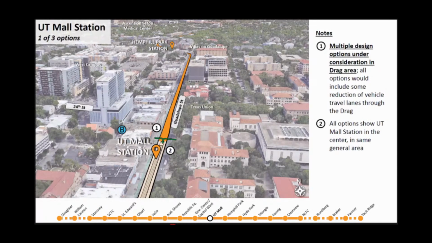Reconfiguring the existing Nueces, North Guadalupe, and 29th Streets is critical to improving mobility throughout the West Campus area. There are 3 operational configuration options in the drag area, but all of the options have the UT West Mall Station as a center platform in the same general area shown in this image. Pedestrian access would be provided on both sides of the platform, though you can only see one side in this view. It's important to note that all options also include some reduction of vehicle travel lanes through the drag area. These options will be discussed in the drag working group breakout session on August 3rd.